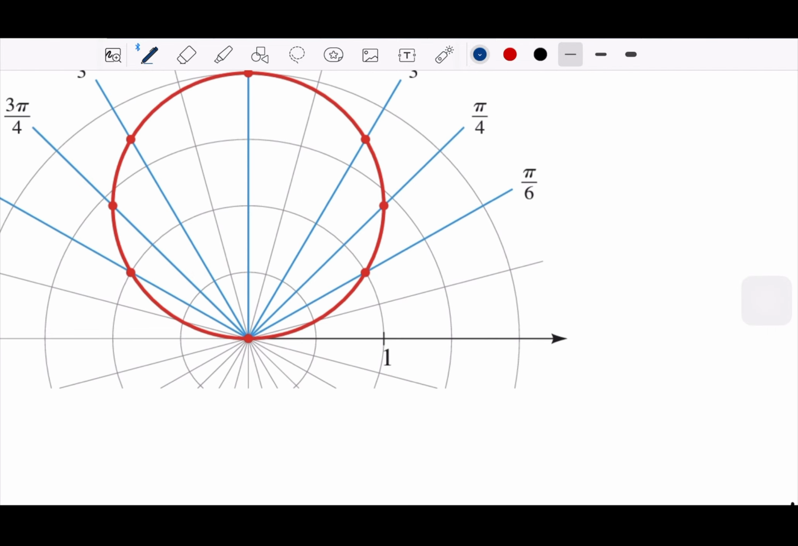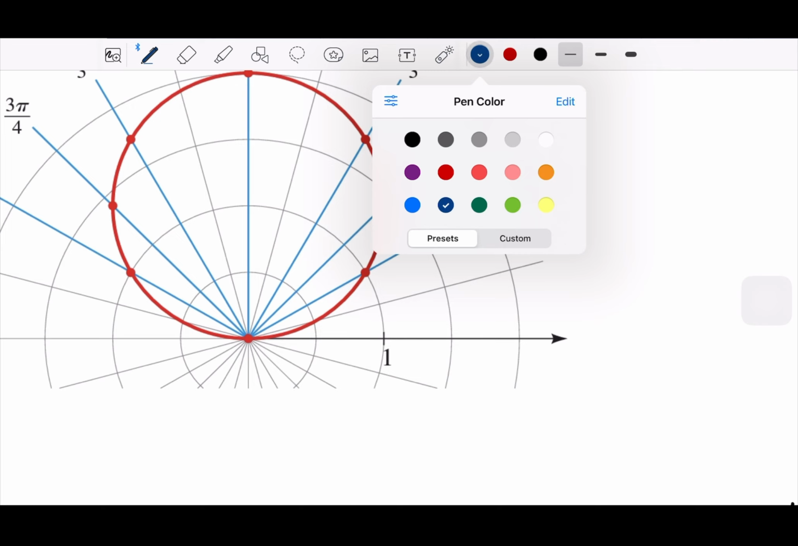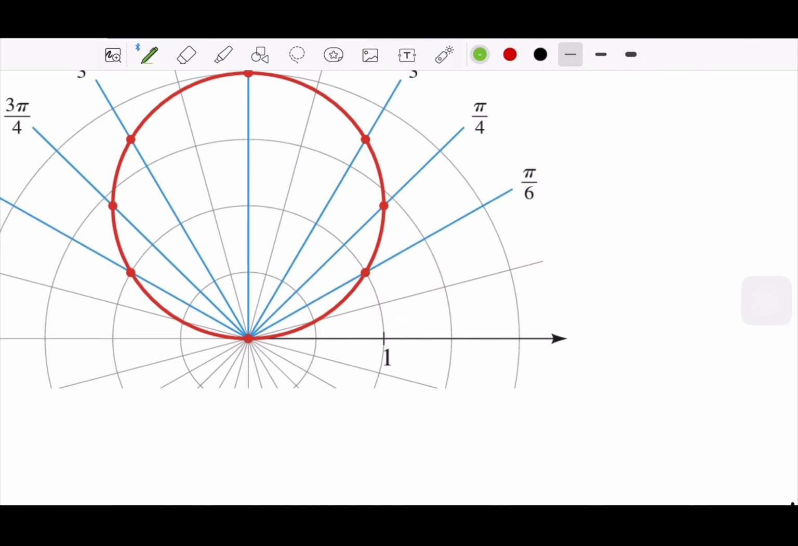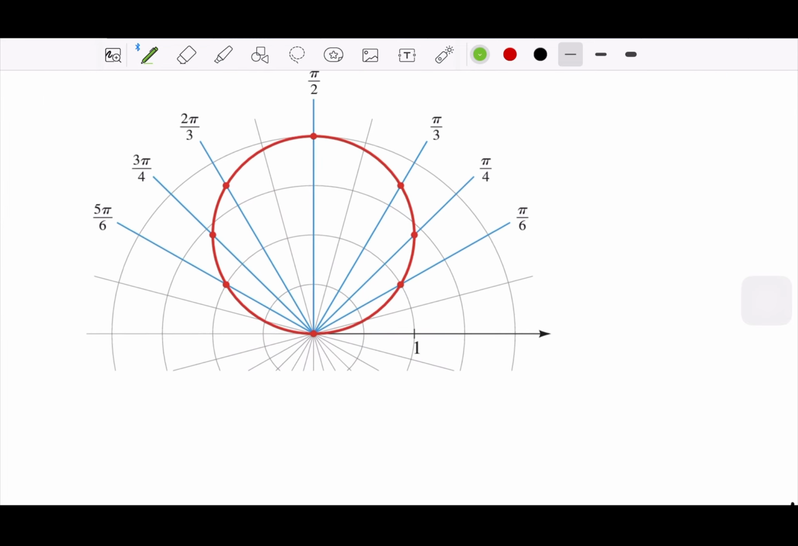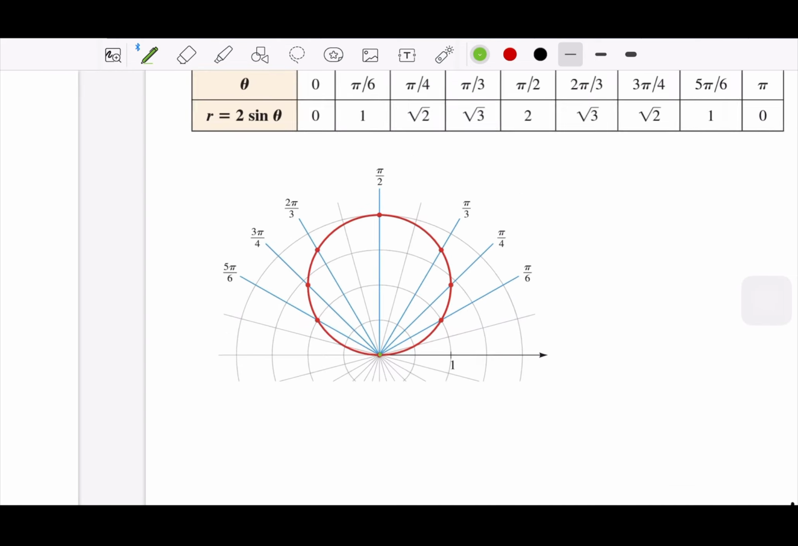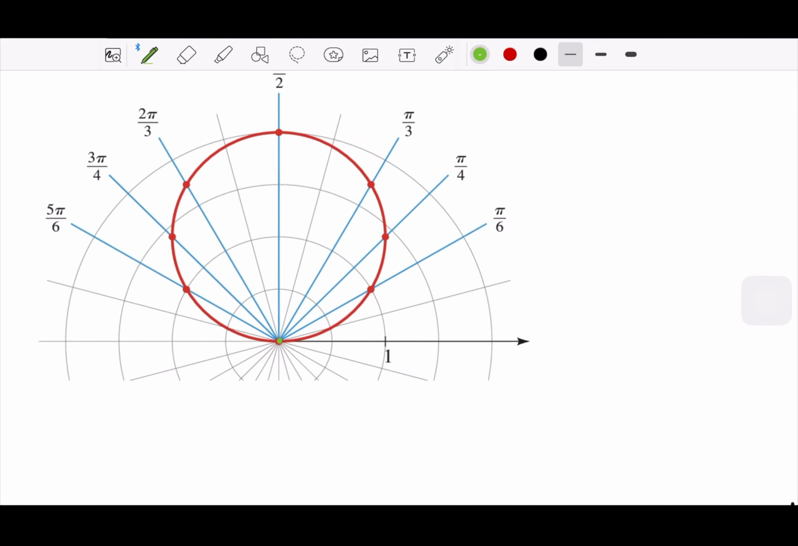So we are starting, let me use a different color, green. We are starting at theta equals 0. Theta equals 0 gives r equals 0, so it's going to be at the center like that. And then theta equal pi over 6, r becomes 1. So if we see this 1 unit here, this is 1, and this will be pi over 6 with radius equal to 1. Okay, you can see that this is also connecting to here, right?